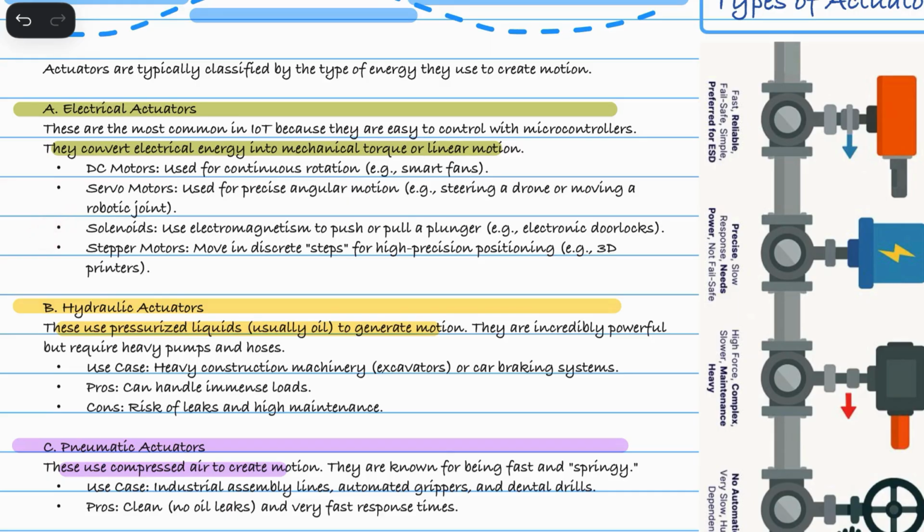Then we have solenoids. These are the basic electromagnets that push or pull a central plunger in a straight line. So when you tap your key card to a hotel room door, that sharp click you hear is a solenoid snapping back and pulling the lock bolt open.